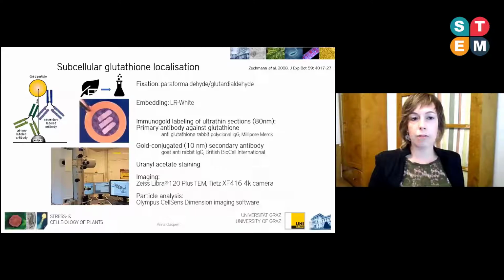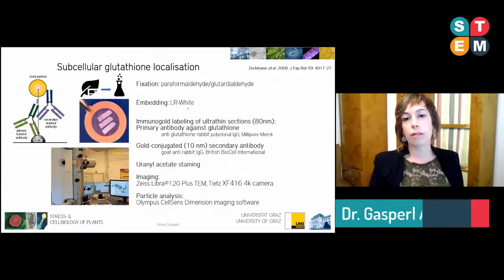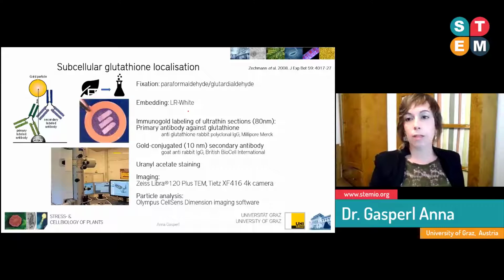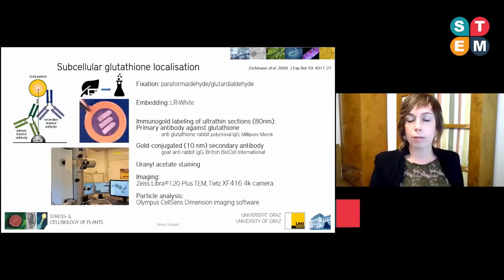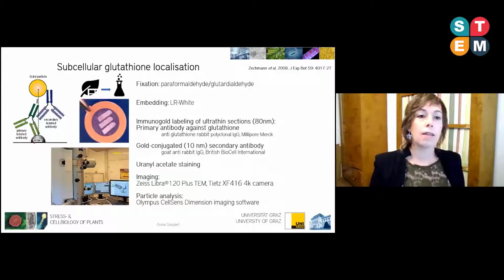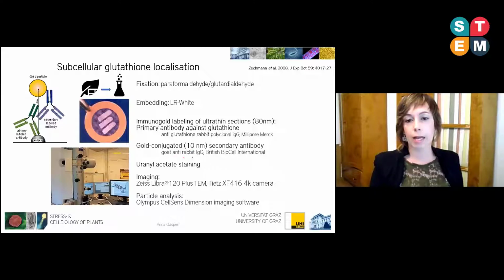Back to what we are doing in Graz for several years now, the subcellular localization of glutathione. We need to cut small pieces from leaves. This work was done in Hungary, and also the fixation step in paraformaldehyde and glutaraldehyde, and embedding in LR White, was performed in Hungary. After this polymerization step, the samples were transferred to Graz, and we took ultra-thin sections of the embedded plant samples. And what we do is we use a primary antibody which recognizes glutathione. It's a polyclonal antibody. And after incubation, we wash off excess antibody, which works essentially similar to the ELISA technique. And then we incubate with a secondary antibody, which recognizes the primary rabbit antibody. So it's a goat anti-rabbit antibody.